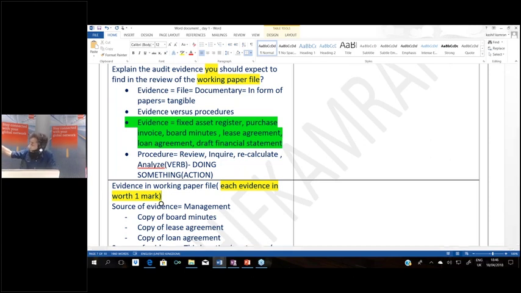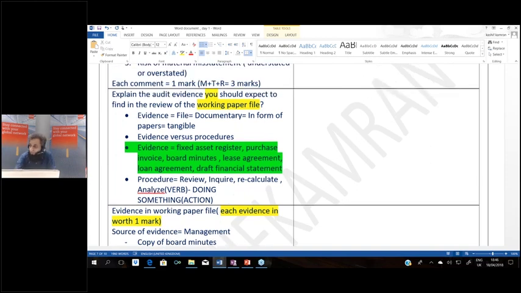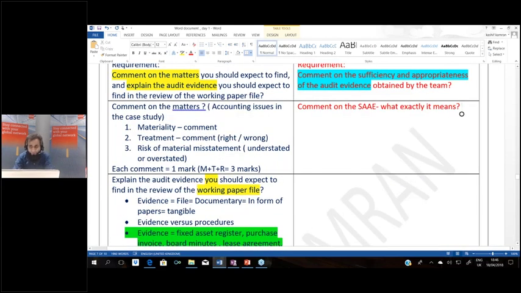Secondly, coming back to column 2. When the examiner says comment on the sufficiency and appropriateness of the evidence, what exactly does it mean? First, let's make the marking scheme clear. Every comment on SAAE is worth 1 mark. Now, what exactly do I have to comment on? I have to comment on whether the evidence gathered is sufficient and appropriate or not.